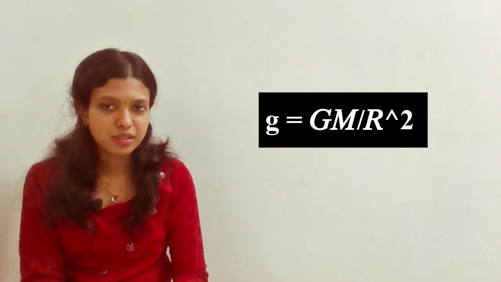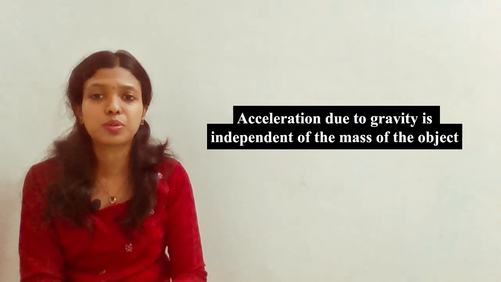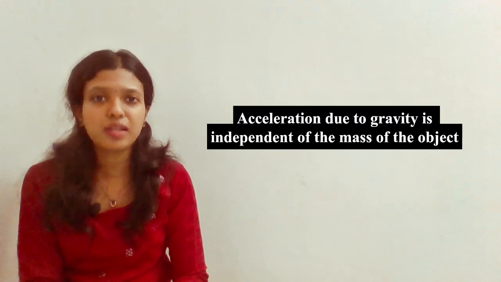We can see there is no term small m in this equation. That means the acceleration due to gravity is independent of the mass of the object. That is why the heavier object and the lighter object fall to the earth with the same acceleration. Both objects experience the same acceleration g, the acceleration due to gravity.